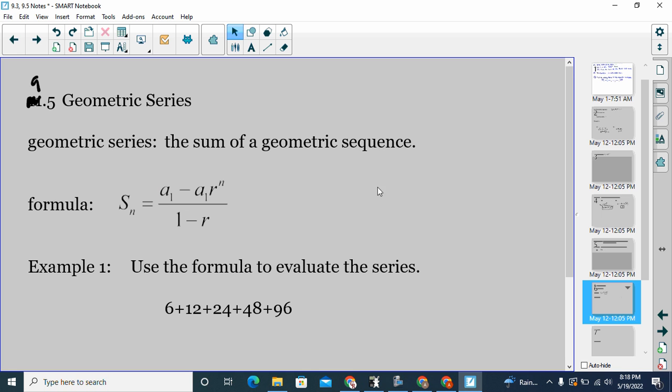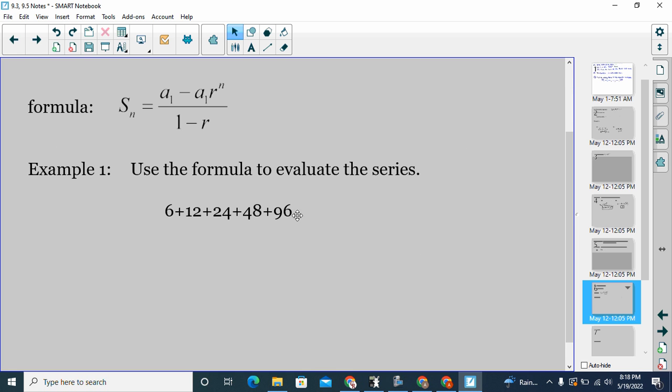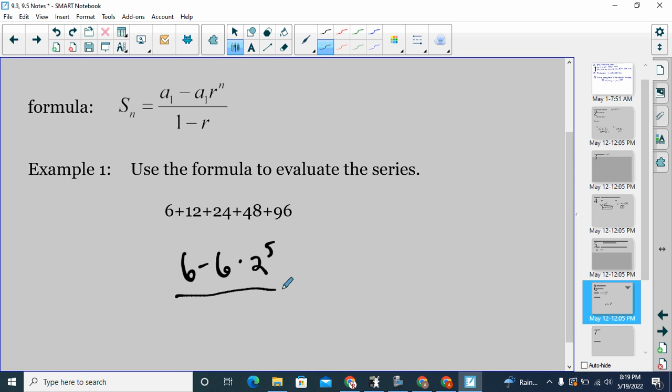We were asked to use the formula to evaluate this series. Obviously, we could just add up these terms, but let's make sure we understand how to use the formula here. We take the first term, 6, minus 6 times the common ratio, 2, to the n, I have 5 terms, divided by 1 minus r. The common ratio is 2.